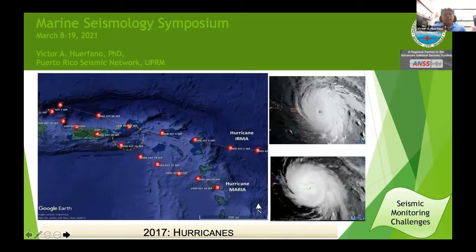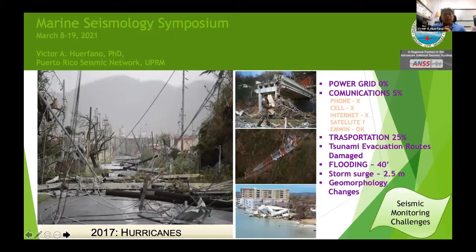So what are the threats in the island? The hurricanes are one of the most important threats. As an example, 3 years ago, we were affected by 2 big hurricanes, category 5 both. And as a result, that happened to the infrastructure, electrical, the communications, a lot of flooding, a lot of problems.